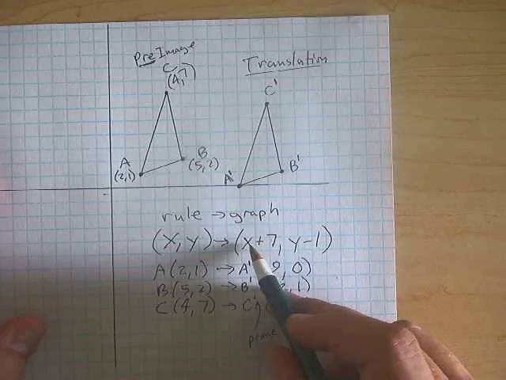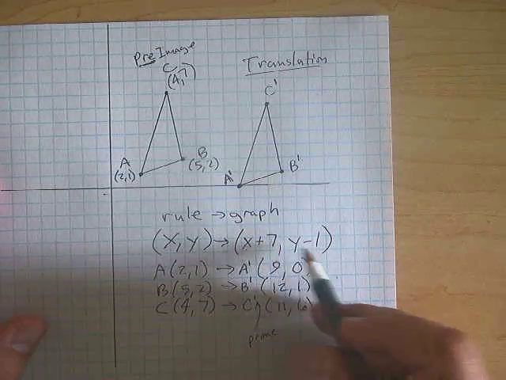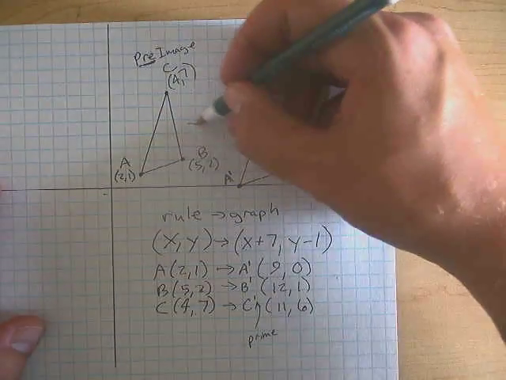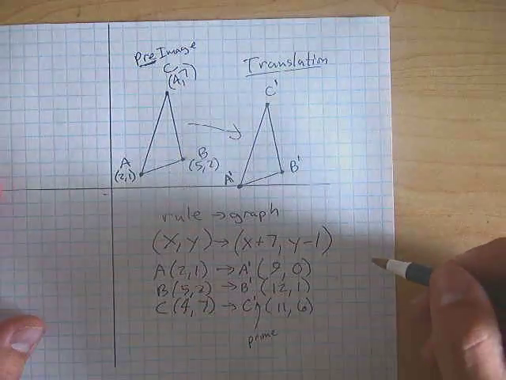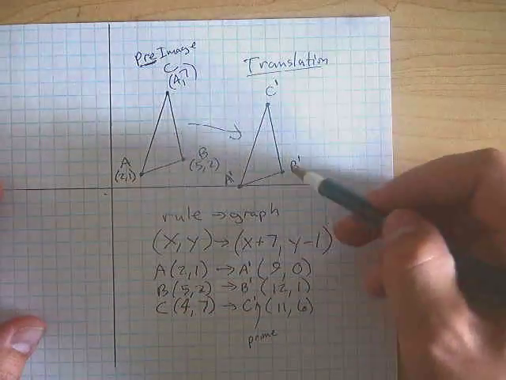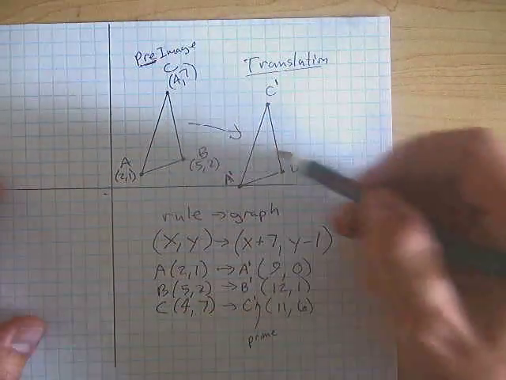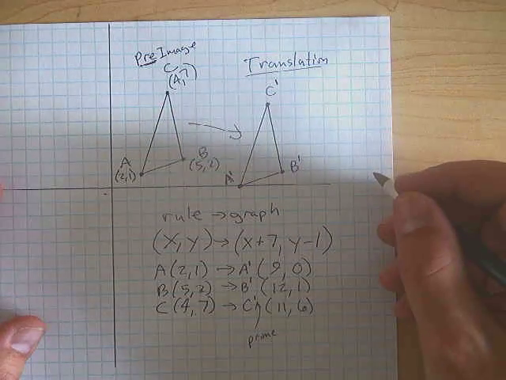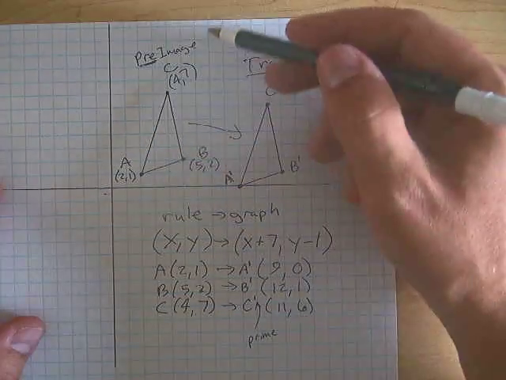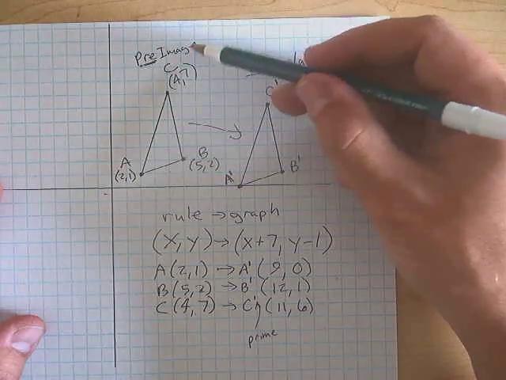Okay, and you can see this is a translation. Which way did the translation go? Well, it went to the right and it went down. Because I added 7 to the X, I went 7 to the right and 1 down. So I went from here to here.